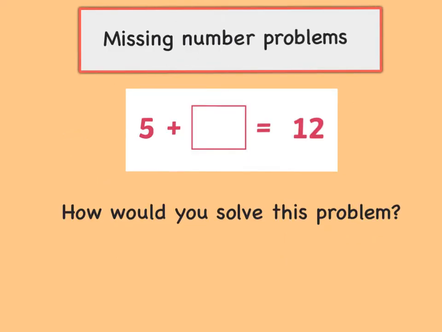Here is our first missing number problem. I have 5 add something equals 12. How would you solve this problem? Pause and have a think, see if you might be able to work it out before I show you.